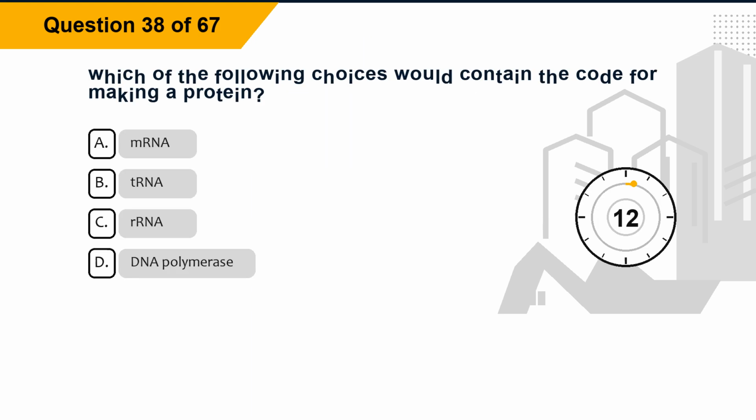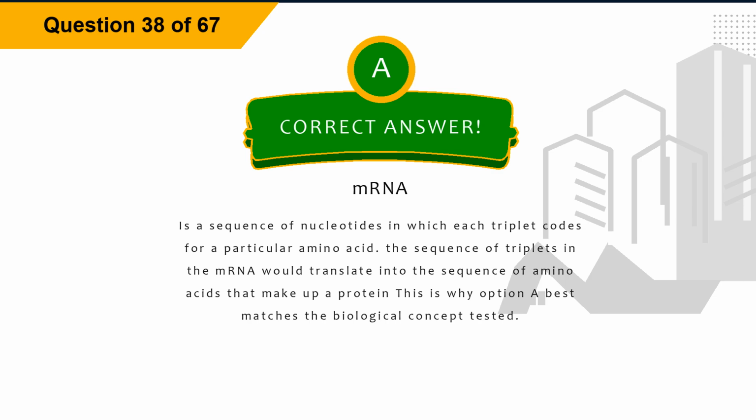Question 38. Which of the following choices would contain the code for making a protein? Option A, mRNA. Option B, tRNA. Option C, rRNA. Option D, DNA polymerase. The correct answer is option A, mRNA. Explanation. mRNA is a sequence of nucleotides in which each triplet codes for a particular amino acid. The sequence of triplets in the mRNA would translate into the sequence of amino acids that make up a protein. This is why option A best matches the biological concept tested.